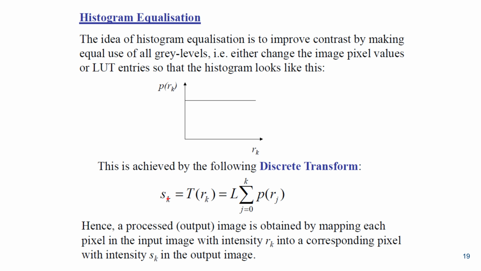So the output pixel value s_k is equal to L, where L here is 256, and then we sum over the probabilities of all the individual pixel values that are available.